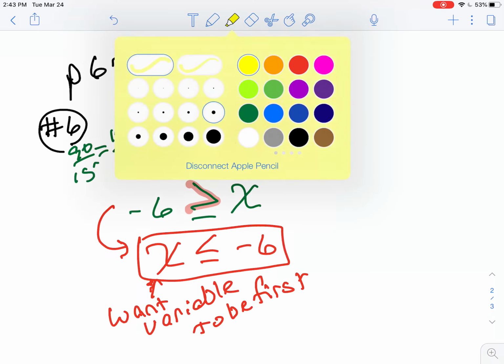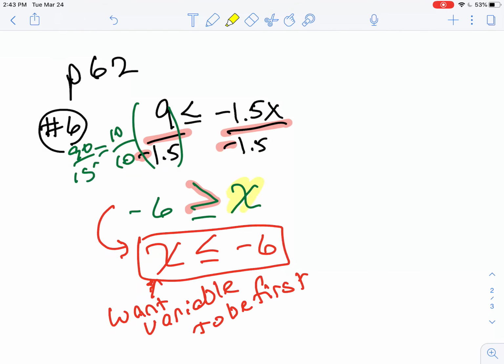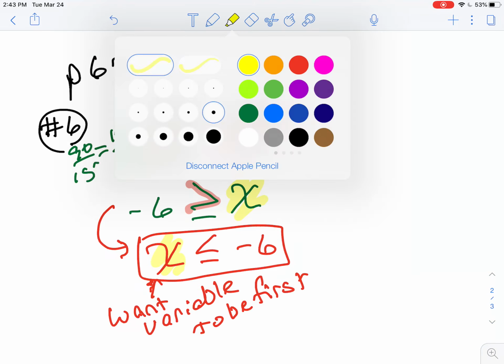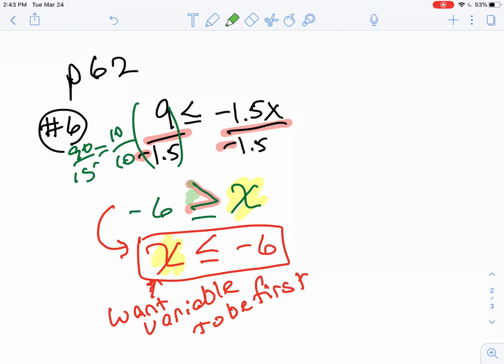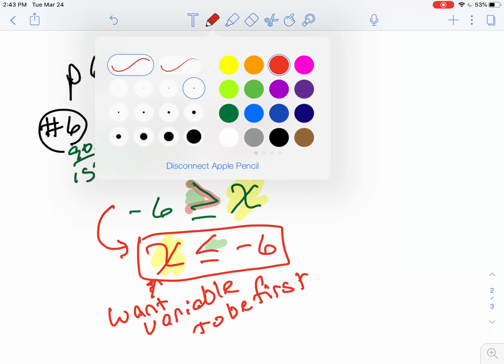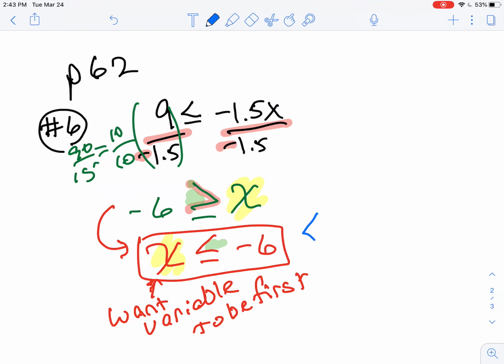So stop this video, rewatch it, and make sure that you understand that you want the x to be first. Look at it. The mouth is eating the negative 6. It's still eating the negative 6. You want to rearrange it so that the x is first.